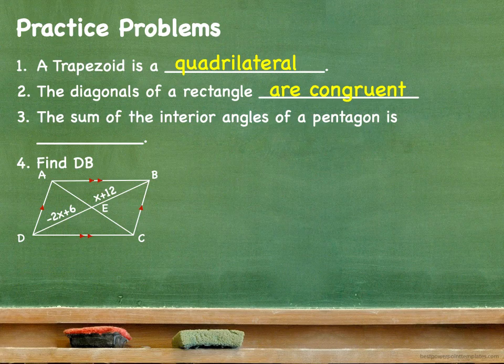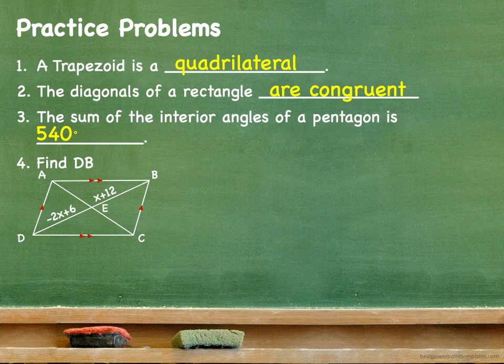Number 3, the sum of the interior angles of a pentagon. Well, remember a pentagon has 5 sides. So it'd be 540 because we take our sum, equals our number of sides, 5 minus 2 times 180. 5 minus 2 is 3. 3 times 180 is 540.